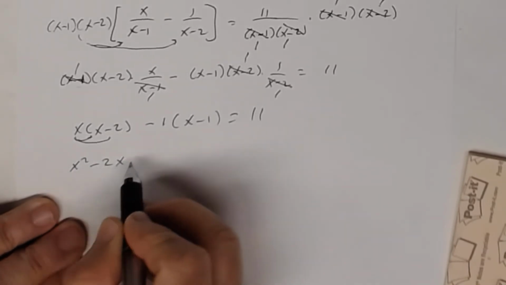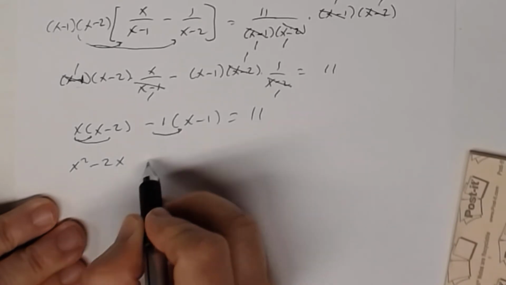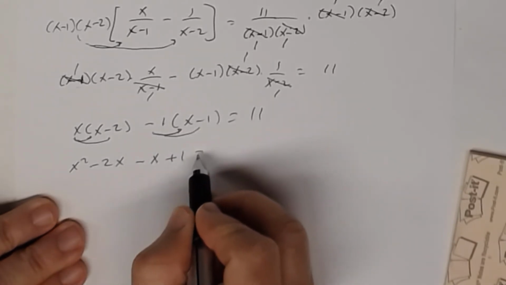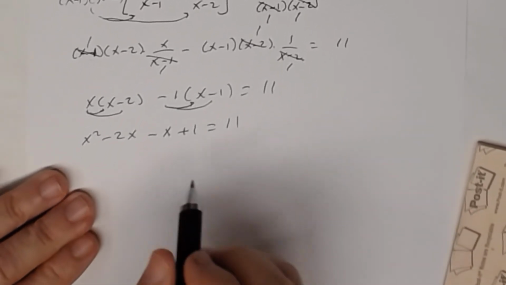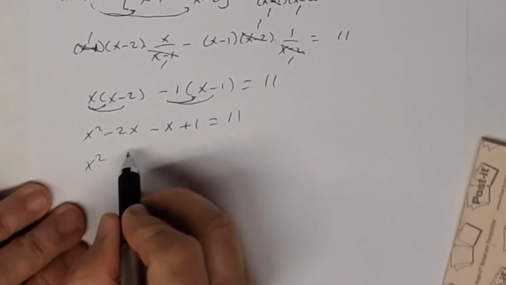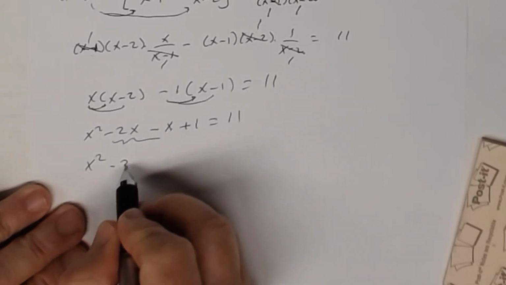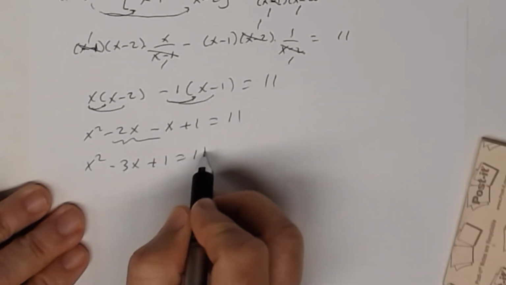And this is just a quadratic equation now. And it's quadratic because when you distribute the x, you get x times x is x squared. X times a negative 2 is a negative 2x. A negative 1 times x is a negative x. A negative 1 times a negative 1 is a positive 1, equal 11. Combining like terms, I get x squared, a negative 2x and a negative x is a negative 3x, plus 1 equal 11.